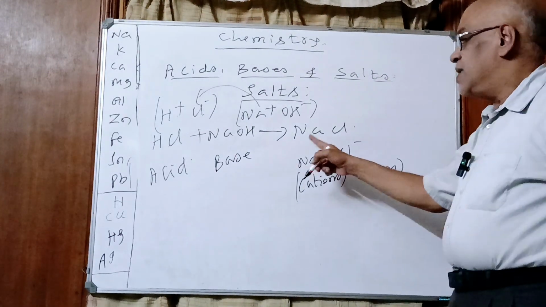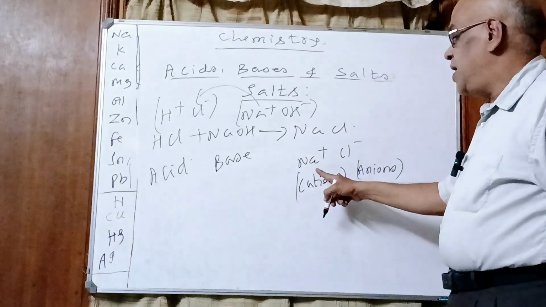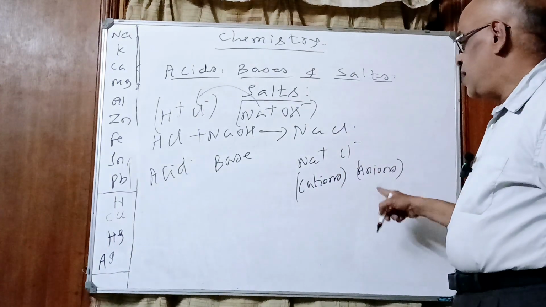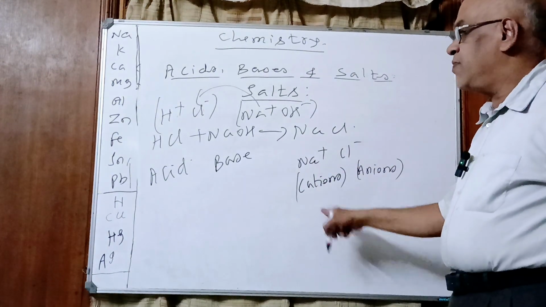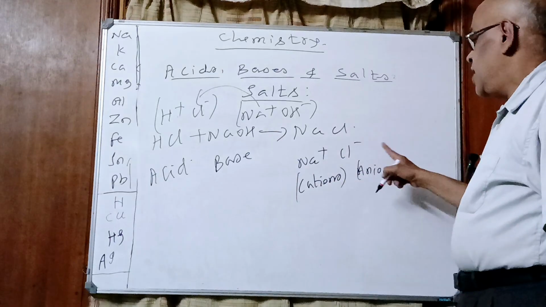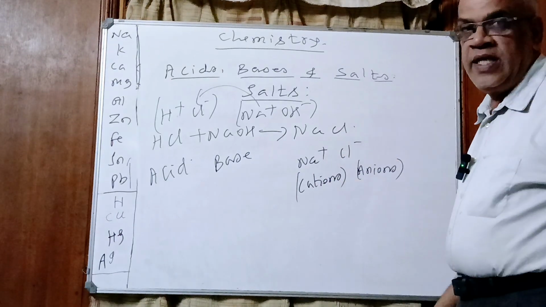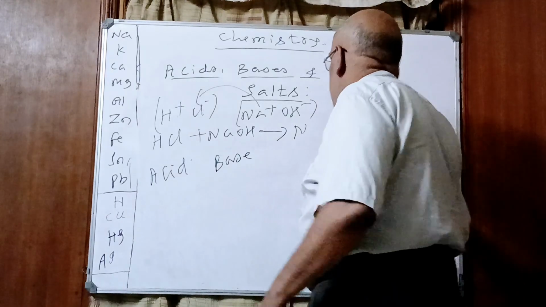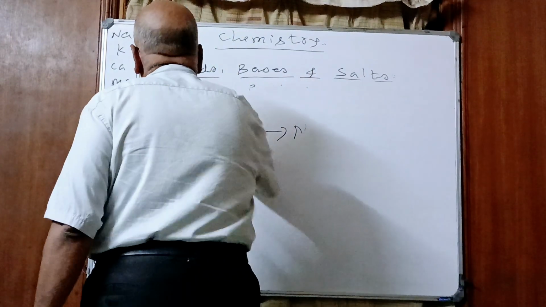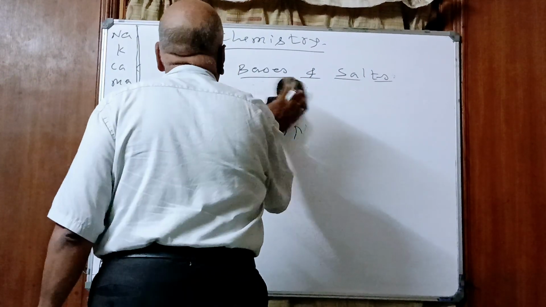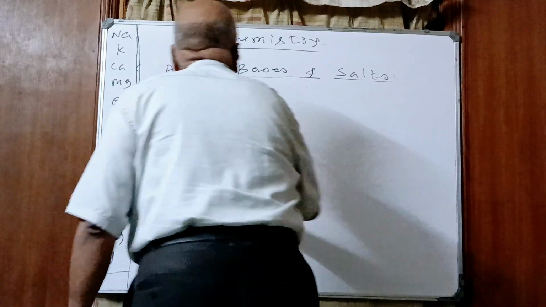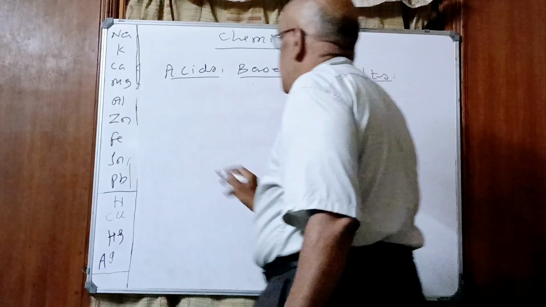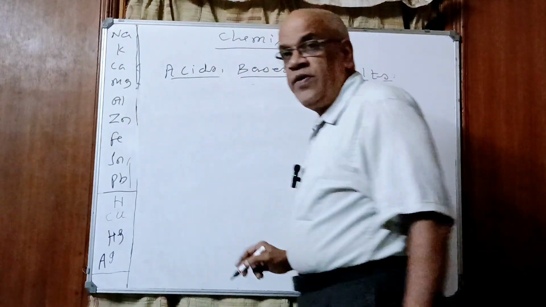I said salt has two ions. Na plus cations, Cl minus anions. Positive ion comes from base. Negative ion comes from acid. Yes or no, children? Yes. Now, come children. Acids. How many types of acids do we know? Salts are formed from acids.